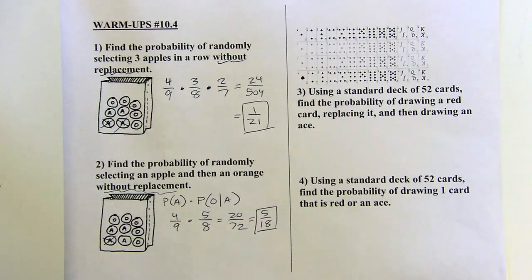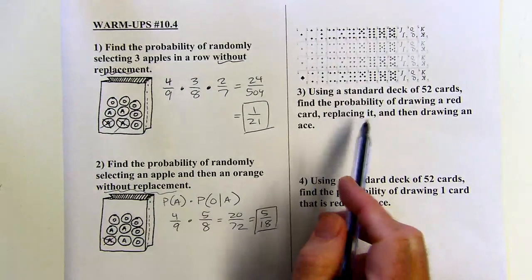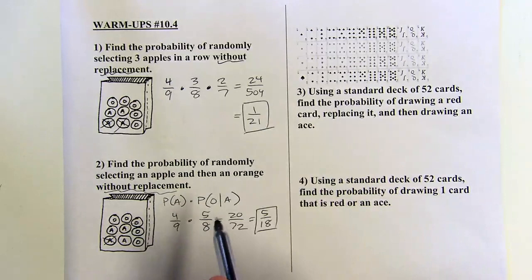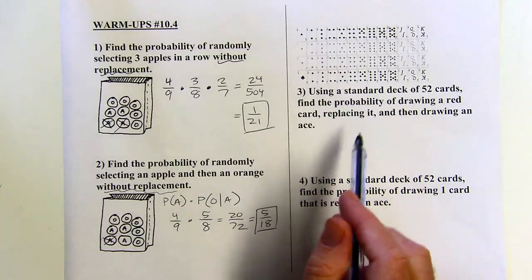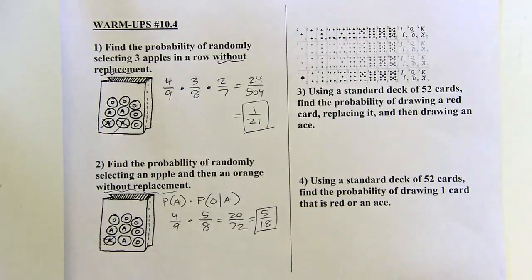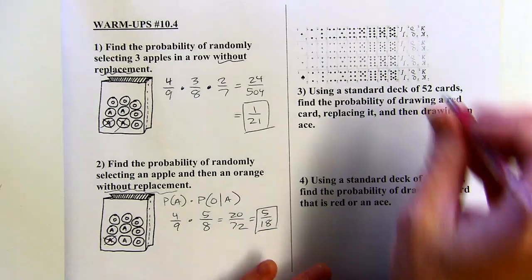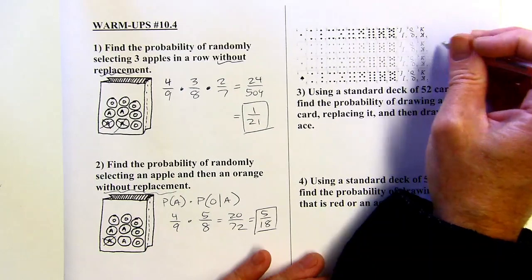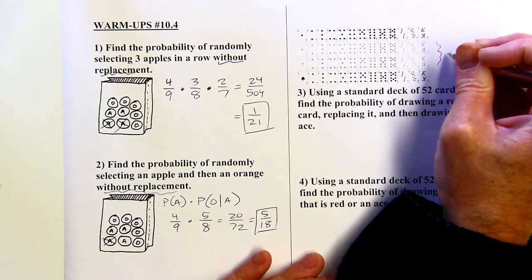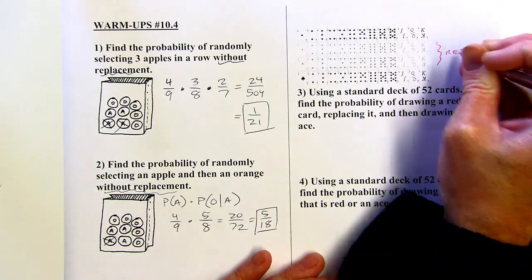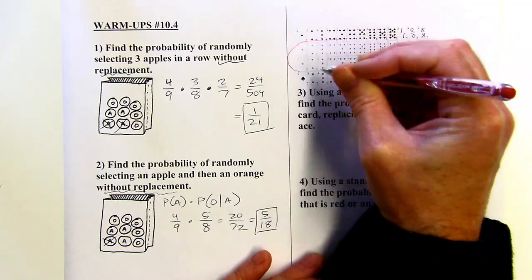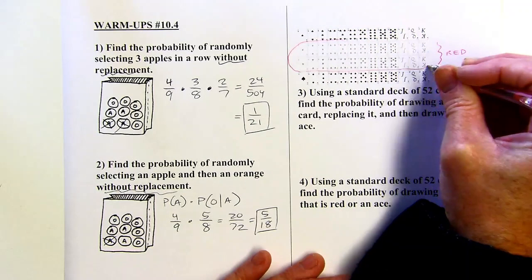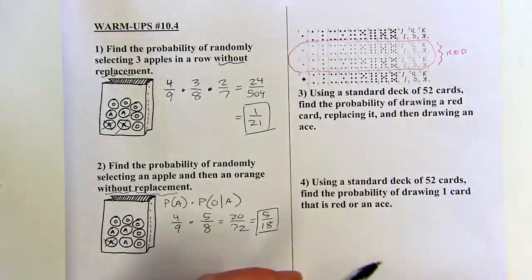we've got a standard deck of cards here. Find the probability of drawing a red card, replacing it, and then drawing an ace. All right, so the red cards are the hearts and the diamonds, so these are the red ones. All right, so if you were to count them up, there would be 26 out of those 52. It's half the deck, right?